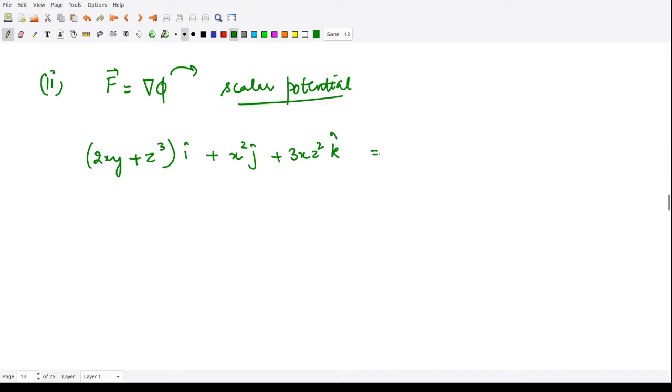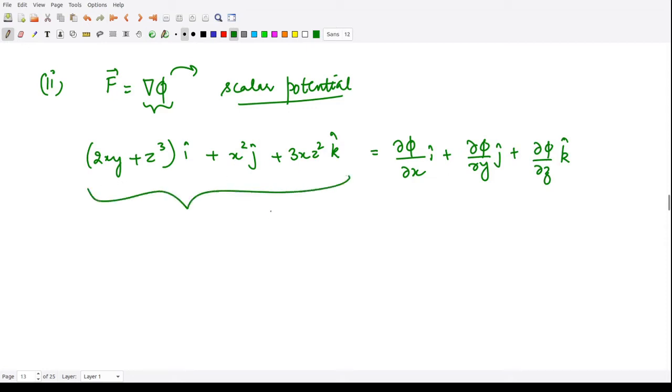This vector F that is given to us is equal to del of the scalar function phi. So this quantity is equal to del phi by del x i cap plus del phi by del y j cap plus del phi by del z k cap, right? So now you have on the left hand side a vector quantity, on the right hand side also a vector quantity.